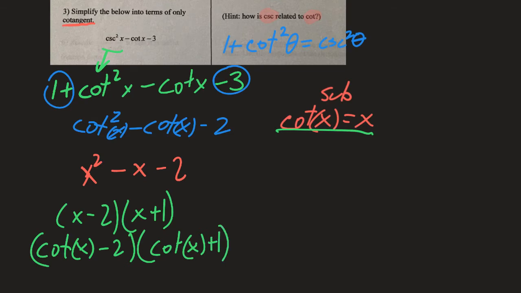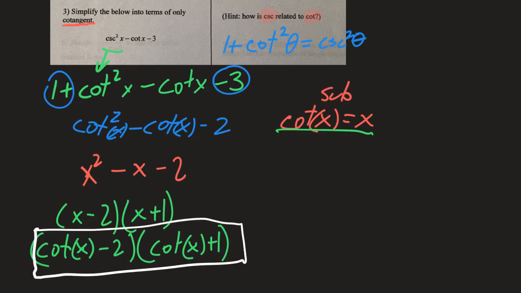And the reason that we're doing this is just so that we're aware, hey, we can actually break this down just like it was a quadratic. And that's it. We're just saying, hey, look, I've got my answer simplified now. It's broken down, and there's only cotangents in there.